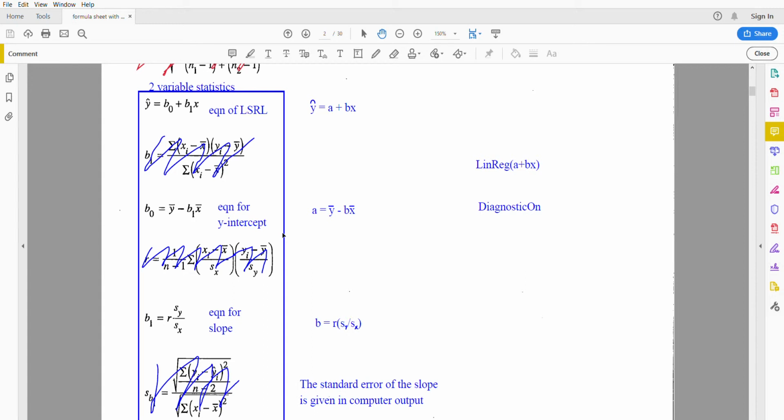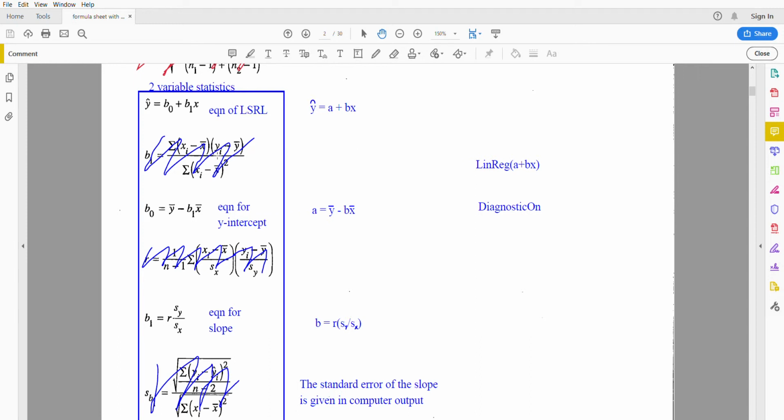Now this next section, which is color-coded in blue, this is all of the formulas for two variable statistics, right? So two variable statistics are when we're looking at scatter plots, correlation, least squares regression line, that sort of stuff. So the first formula here is just the general form of the least squares regression line. However, College Board uses slightly different notation. They use B0 for the intercept and B1 for the slope. Now, in our class and in a lot of textbooks, they use a for the intercept and b for the slope. So just make sure you're aware of that minor difference.